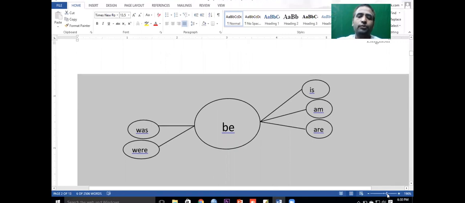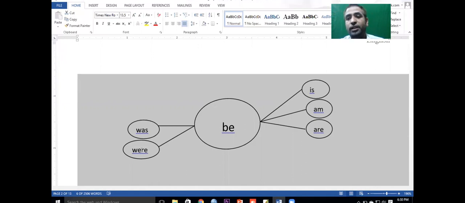So look at this figure. There is a be verb over here. On one side, it has three different forms: is, am, are. On this side, there are was and were. So the be verb altogether has five different forms: is, am, are, was, were.